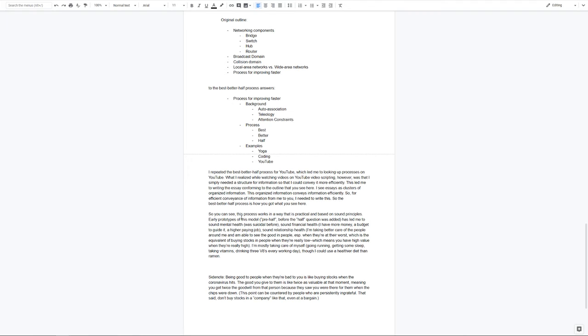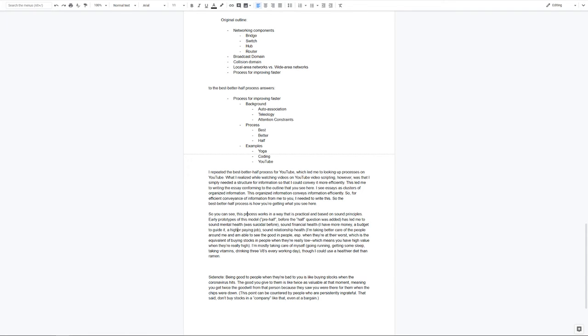So the best, better, half process is how you got what you see here. It's how you're getting what you see here. So you can see this process works in a way that is practical and based on sound principles.